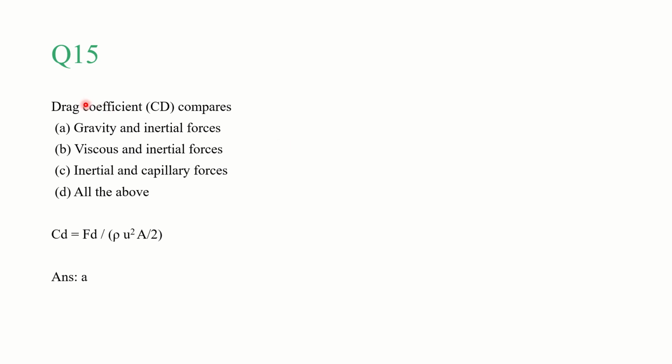So what the drag coefficient compares: gravitational and inertial force is option A. Option B is viscous force and inertial force. Option C is inertial and capillary forces. Or option D, none of the above. In the previous question we also saw how drag force affects gravity, how when it exceeds the gravitational pull, the bed starts to act as a fluidized bed. So the drag coefficient denotes how much drag force is required to pull the particles against gravity. So it is gravity and inertial force. For example, the drag coefficient is the drag force divided by rho u square A by 2. So we can see that it is the measure of the gravitational force and the inertial force. So the answer to this is option A.